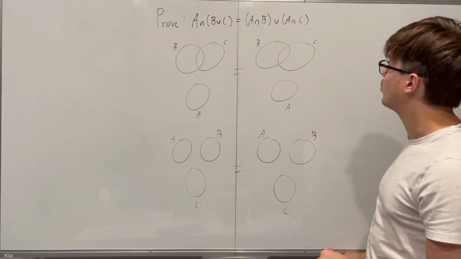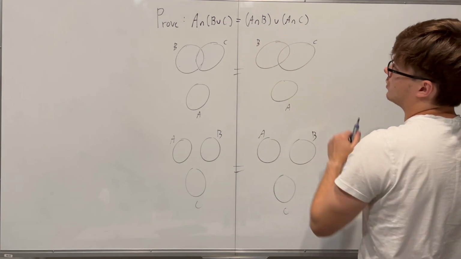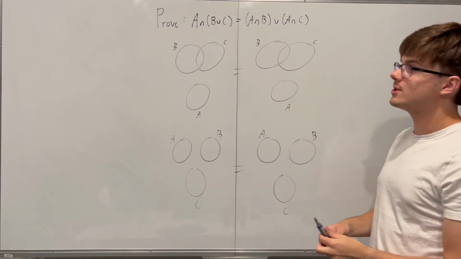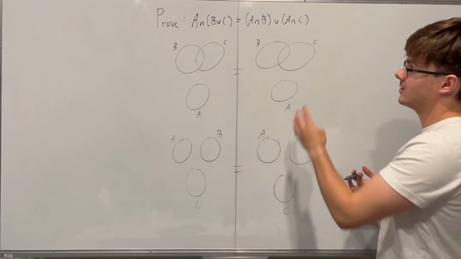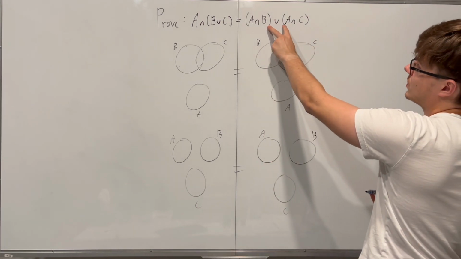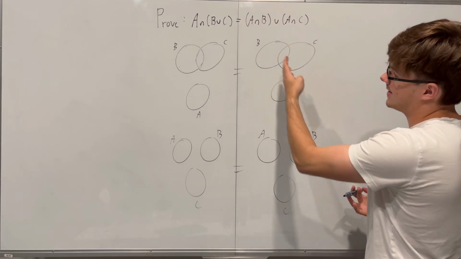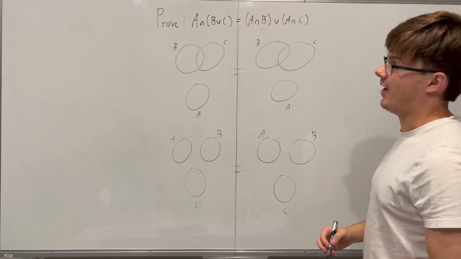Is that going to be true? Well, let's have a look. A intersect with B: there's nothing for us to shade in since A and B don't share anything. Similarly, A intersect with C: A and C don't share anything, so there's nothing for us to shade in. So it's the union of basically nothing, and that's going to leave us with nothing. So this is in fact true for this case.